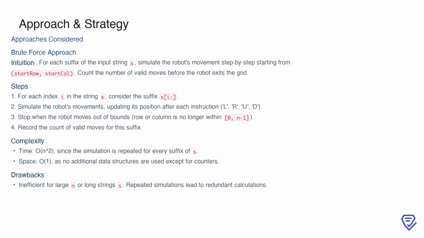To implement this, we iterate over all possible starting indices i in the string, take the suffix S[i], and simulate the robot's movement from there. For each instruction in the suffix, the robot updates its position based on the direction left, right, up, or down, and we check if the new position is still within the grid boundaries. If the robot moves out of bounds, we stop counting moves for that suffix. While this approach is conceptually simple, its time complexity is O(n squared), because we repeat the simulation for every suffix, which is inefficient for larger grids or longer strings.